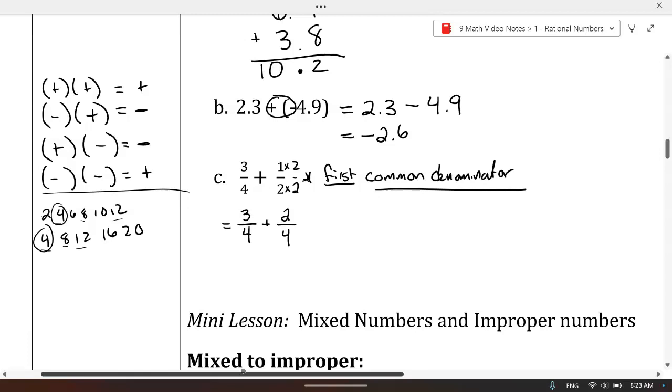Okay, so then, since they're speaking the same language, I can add the numerators. So I have 3/4 and I have 2/4, so all together I have 5/4. The real nice fancy way of writing this is going to be 1 and 1/4. But I realized that maybe going from 5/4 to 1 and 1/4 could be difficult. So let's do a mini lesson.